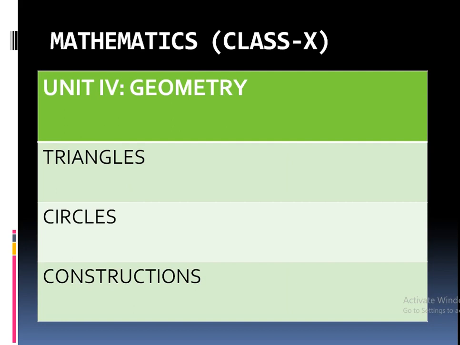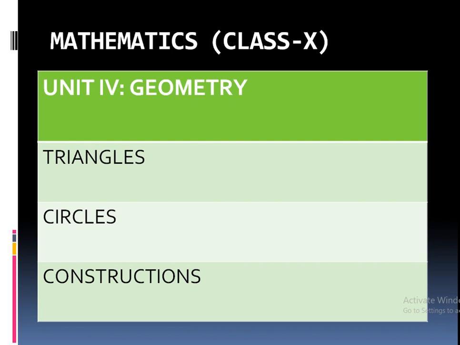Next, unit 4, geometry. In this unit there are 3 chapters. First chapter is triangles, next circles, and last chapter is construction. In triangles we have definition of similar triangles, examples, counter examples of similar triangles, proof of some important theorems.